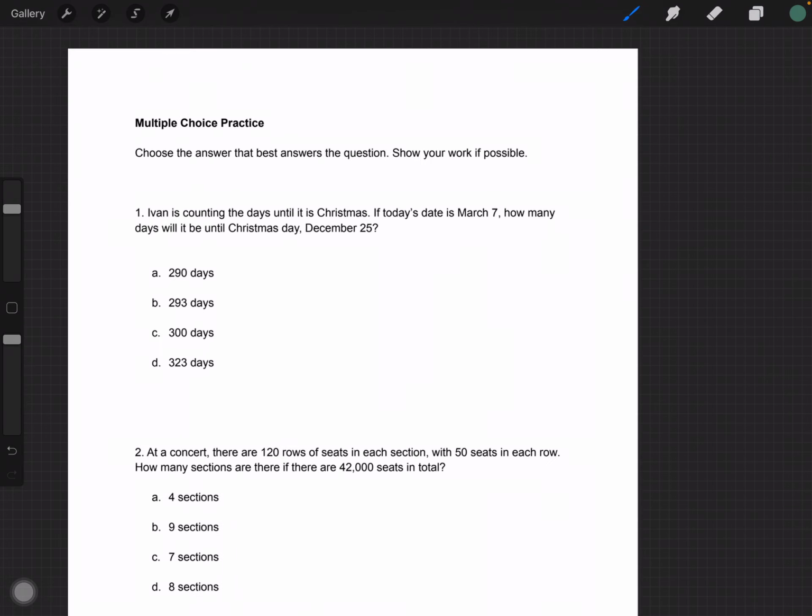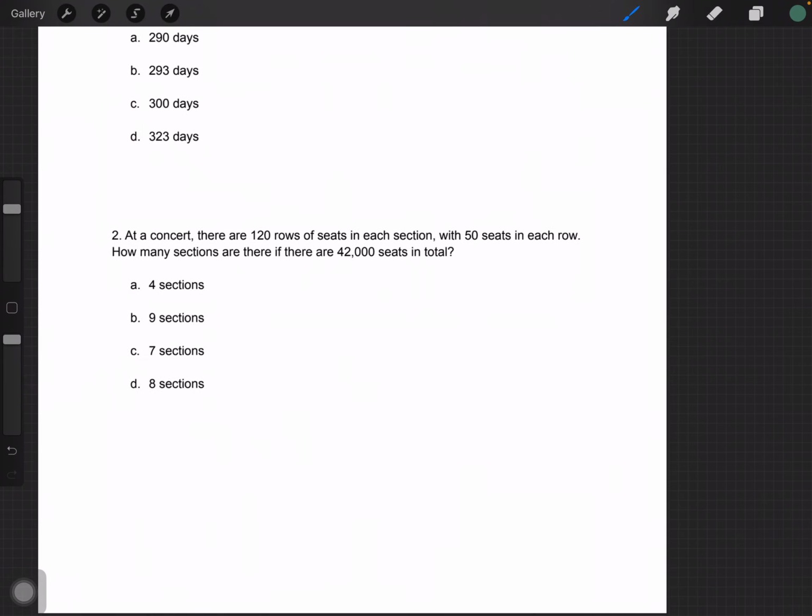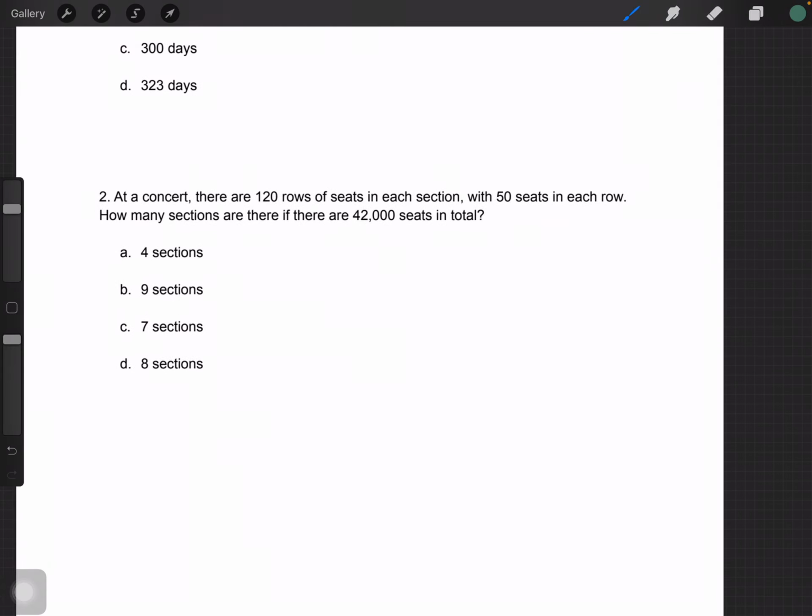So this one, let's see. Multiple choice practice. I'm going to do number 2. At a concert, there are 120 rows of seats in each section with 50 seats in each row. How many sections are there if there are 42,000 seats in total? So, 120 rows of seats.